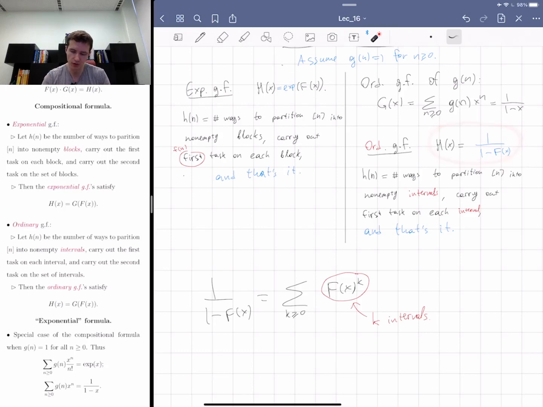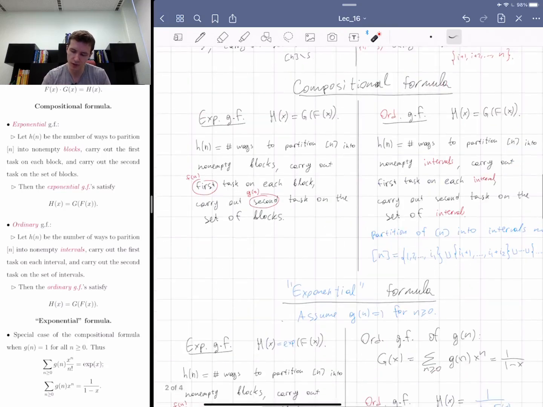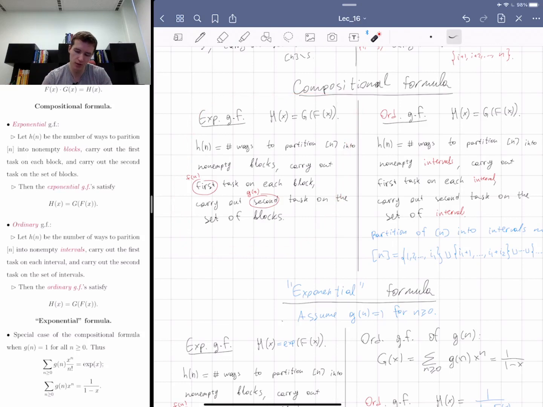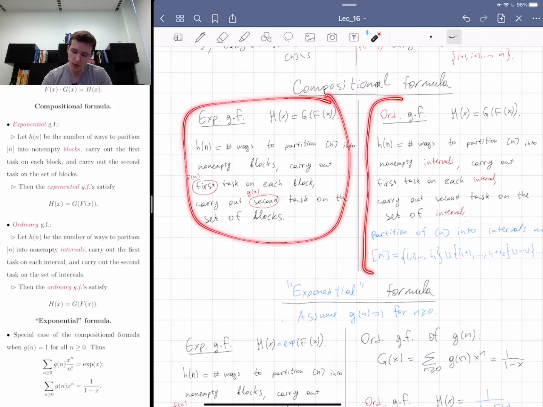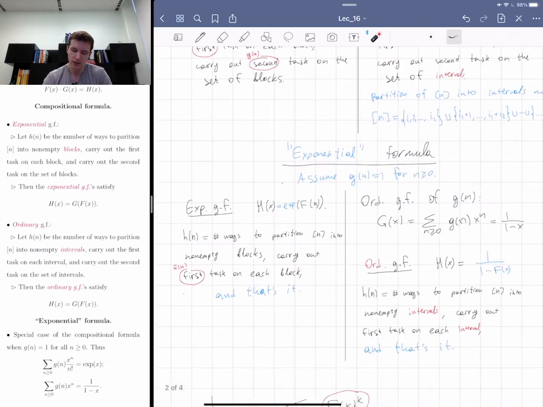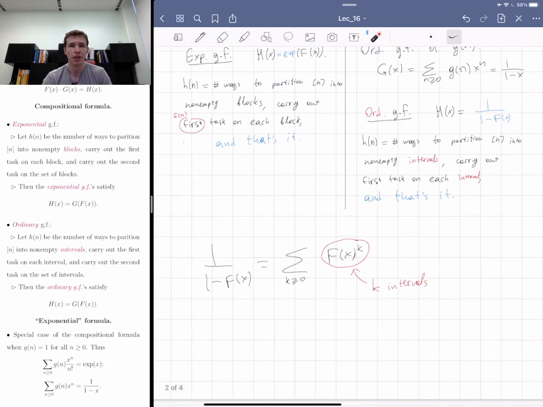So that's the proof sketch of this result. But in general, it's a special case of the compositional formula, which also they all have the same proof. During the previous lectures, I only tried to discuss the exponential side, not to get you confused. But now if you put them all side by side, you see that the difference is always just that you replace sets or blocks by intervals. And that's it. So that's all I wanted to say about generating functions.